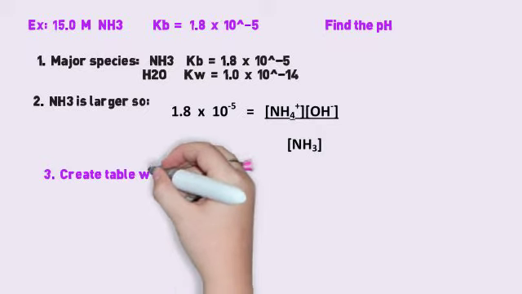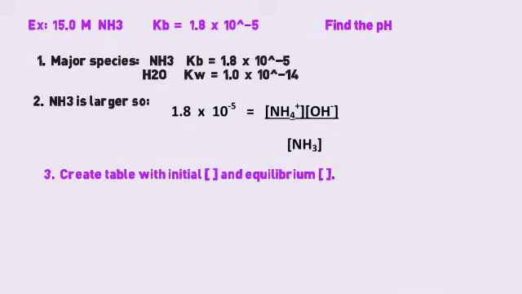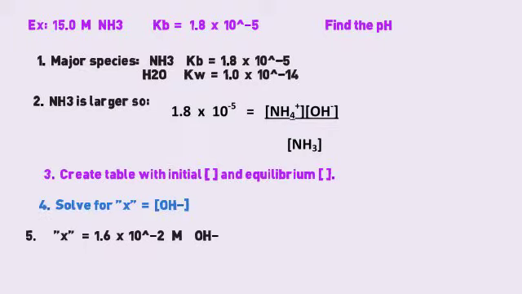The next step is you should create that table. I didn't say I was going to create it, with the initial concentration and equilibrium concentration, so pause and do that. Otherwise, you might be smart enough to just continue at this point. You need to solve for X, which of course will be the concentration of OH negative today. And here it is. It's 1.6 times 10 to the negative 2 molarity, which is the concentration of hydroxide ion.